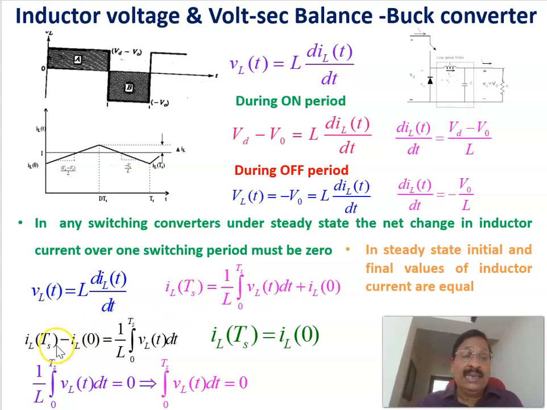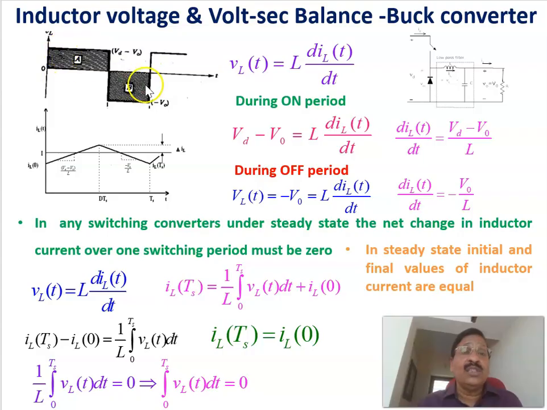Or from this equation, IL at Ts minus IL at 0 equals 1 by L integral 0 to Ts of VL dt. You know that the inductor current at 0 is the same as the inductor current at Ts, since these are equal, IL(Ts) minus IL(0) equals 0. So we get 1 by L integral 0 to Ts VL(t) dt equals 0. That means integral 0 to Ts VL(t) dt equals 0, meaning the average voltage across the inductor over one switching period is equal to 0.